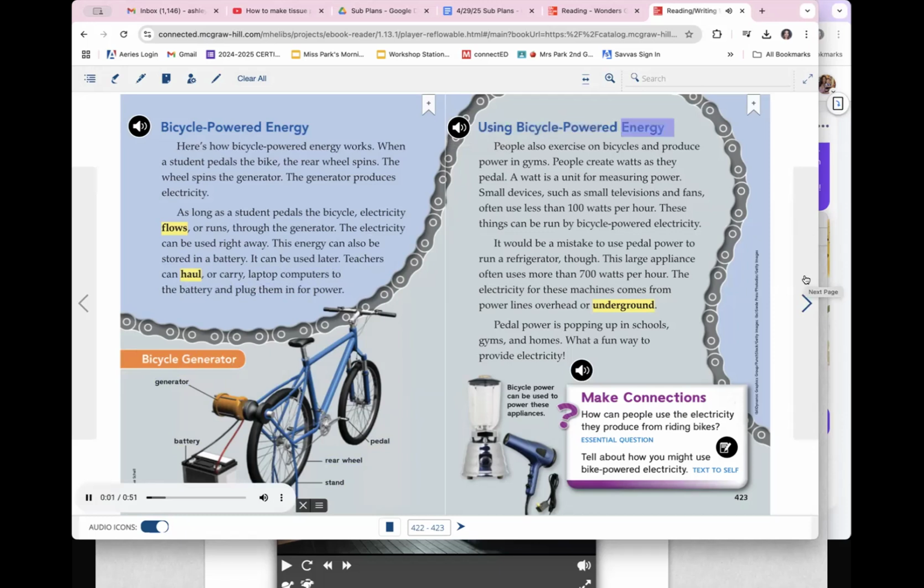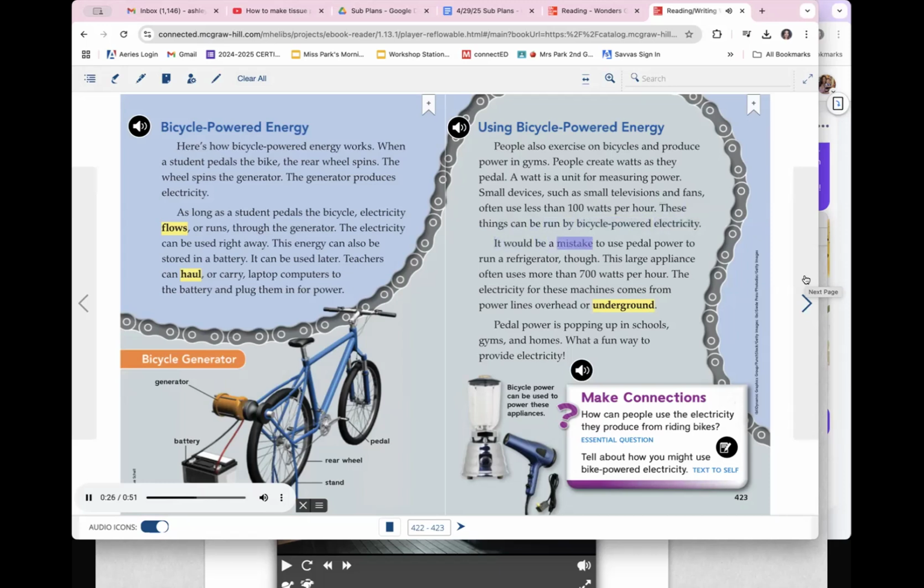Using bicycle-powered energy. People also exercise on bicycles and produce power in gyms. People create watts as they pedal. A watt is a unit for measuring power. Small devices, such as small televisions and fans, often use less than 100 watts per hour. These things can be run by bicycle-powered electricity.